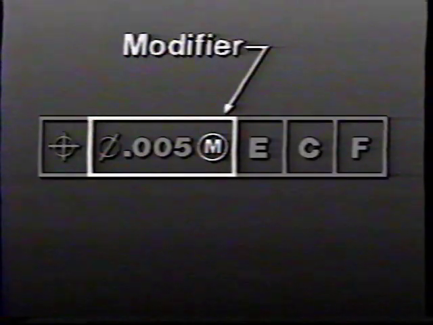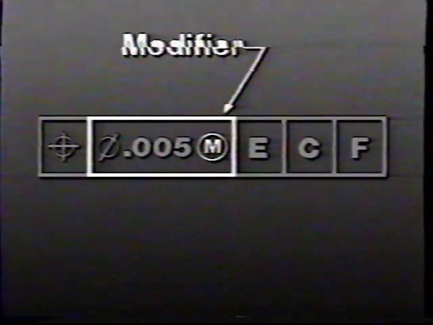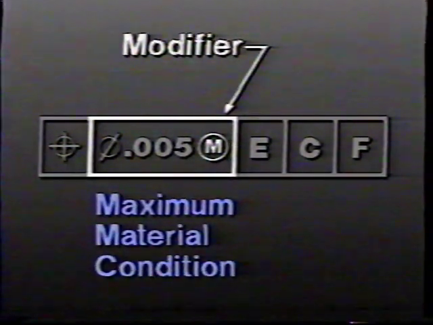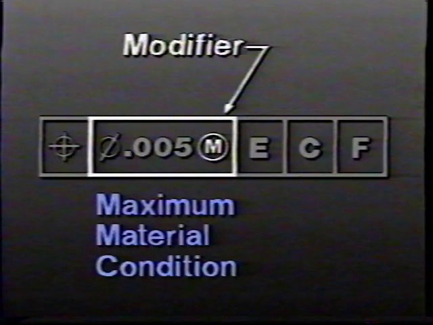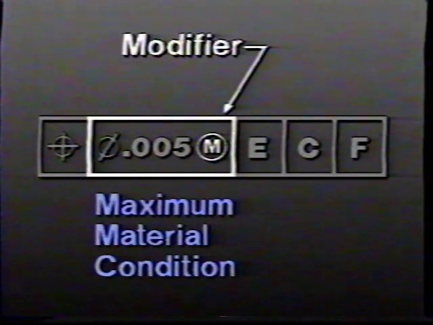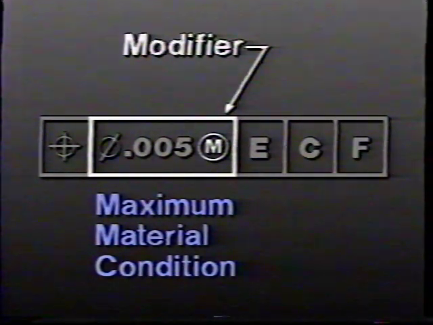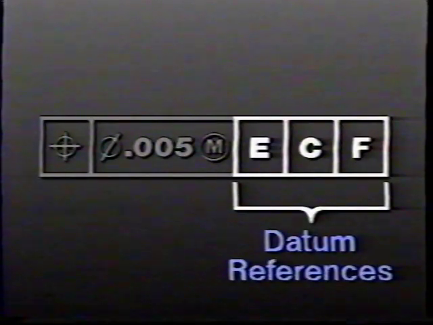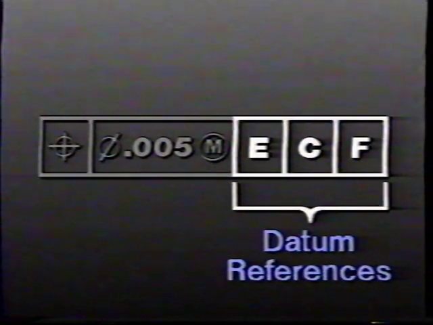This compartment may also contain a modifier. In this case, it's maximum material condition. Modifiers are sometimes used to further define the geometric tolerance zone specifications. The third compartment shows the datum references. Here, the hole is referenced to datums E, C, and F.